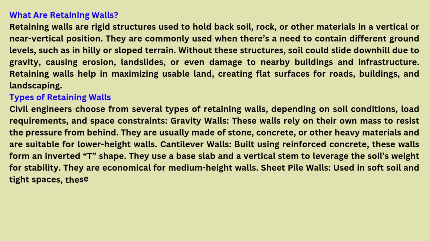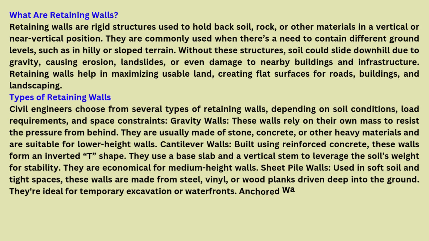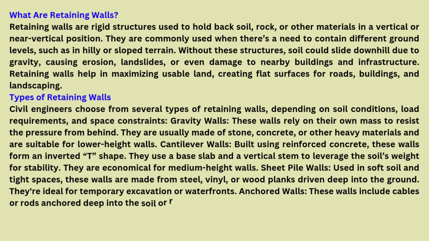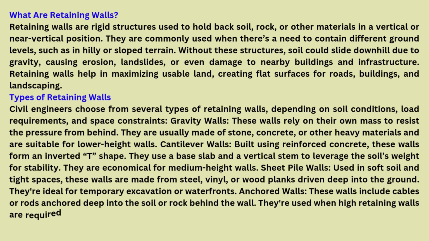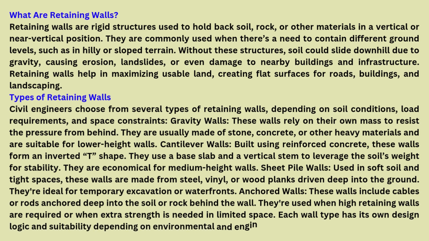Sheet pile walls. Used in soft soil and tight spaces, these walls are made from steel, vinyl, or wood planks driven deep into the ground. They're ideal for temporary excavation or waterfronts. Anchored walls. These walls include cables or rods anchored deep into the soil or rock behind the wall. They're used when high retaining walls are required or when extra strength is needed in limited space. Each wall type has its own design logic and suitability, depending on environmental and engineering constraints.